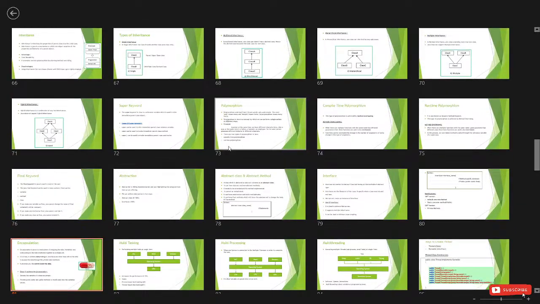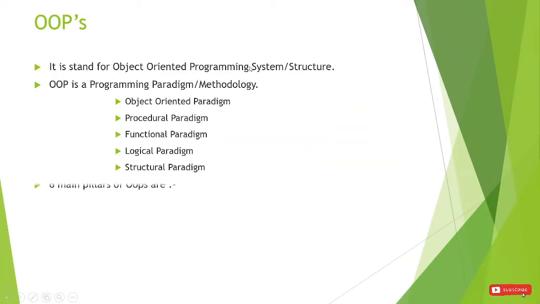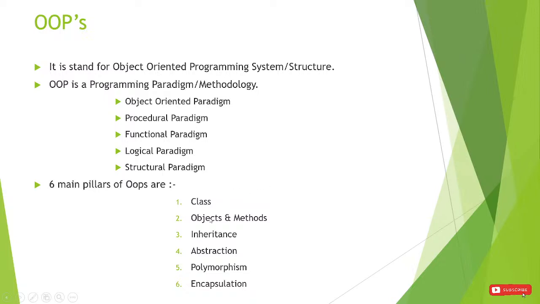Okay, so till now which pillars did we see? See here. If we talk about the OOPS concept, what are the pillars? There are 6 pillars: class, object and methods, inheritance, abstraction, polymorphism, and encapsulation also. So we saw all these things, right? Objects and methods, inheritance, abstraction, polymorphism, and encapsulation we saw. It means we have cleared all these 6 pillars, and we have successfully completed the OOPS concept.